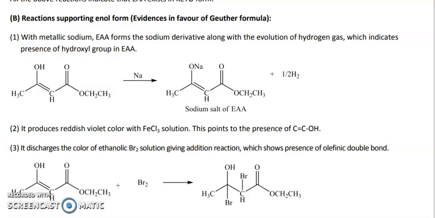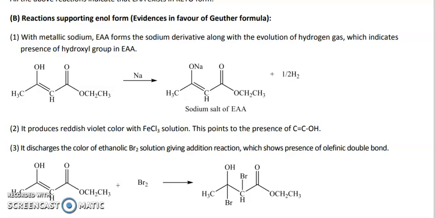Today in this video, I am going to talk about active methylene compounds, specifically reactions supporting enol form. In the last video, I discussed the evidence for the structure of ethyl acetoacetate. There are two evidences. For the first, the keto form, I have already uploaded one video. In this video, we will learn about the enol form of ethyl acetoacetate, and we will look at some reactions which favor the structure of ethyl acetoacetate in enol form. So let us start learning the reactions supporting enol form, or evidence in favor of the Gunther formula.